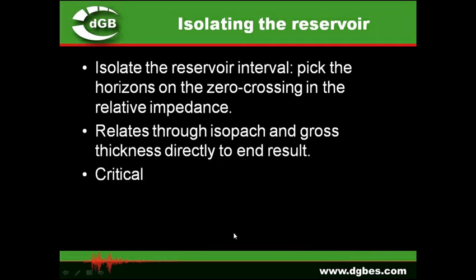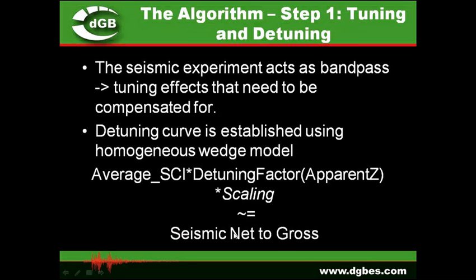Also, these horizons, either through the isopach, the apparent thickness isopach, and through gross thickness conversion of this isopach, are used at multiple points in the algorithm. So a proper picking of this top reservoir horizon and this bottom reservoir horizon on your colored impedance volume is critical to the success of this workflow.